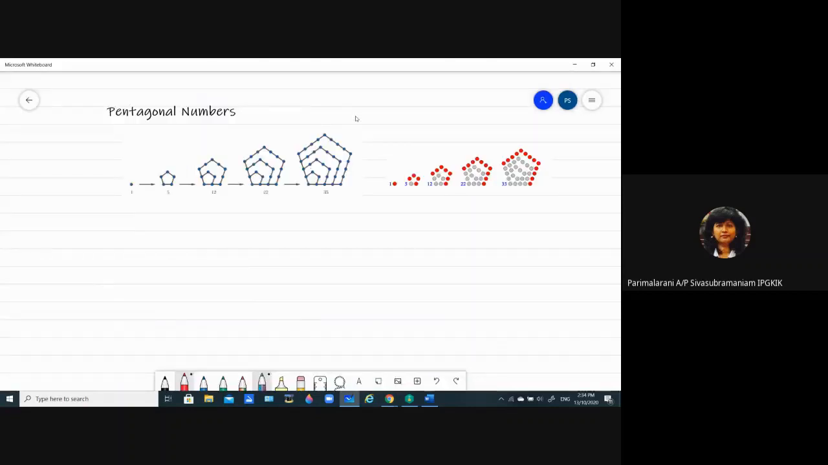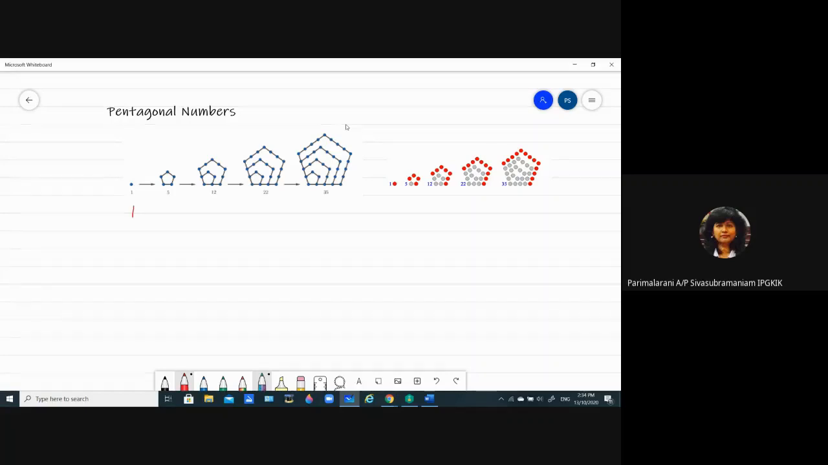Okay, pentagonal numbers. As you can see, they form the shape of a pentagon. So this is a figure number because they form a shape. That's why they are called pentagonal numbers. Okay, so the first number is 1, then 5. If you see, the first number is 1.